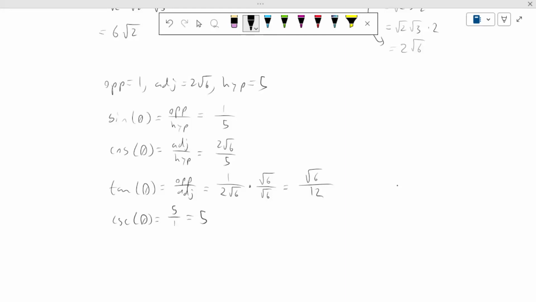Any questions on that? All right, now I'm going to do secant of theta. Now cosine of theta is equal to 2 square root of 6 over 5. So since secant of theta is the reciprocal of that, we're going to get 5 over 2 square root of 6, which we're not going to leave like that. We're going to rationalize the denominator. So we're going to multiply by square root of 6 on the top and the bottom again. And when we do that, we're going to get 5 square root of 6 over 12.